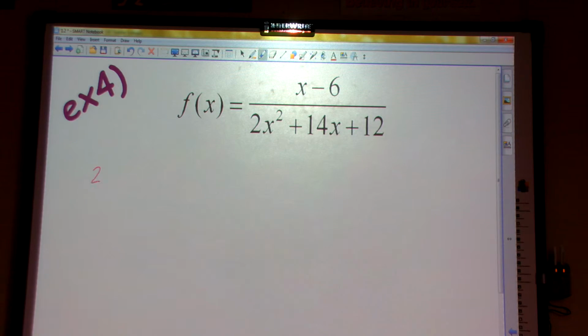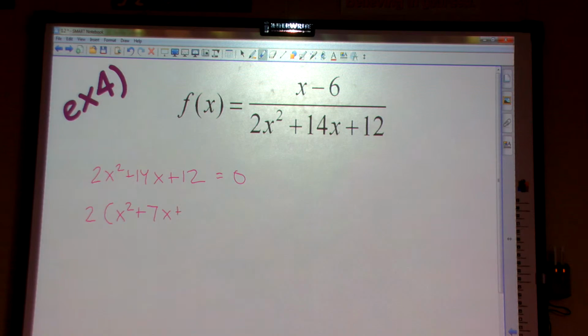I'm going to set the bottom equal to 0. Ooh, this is a good problem because I'm going to factor, because guess what? You're probably not going to have a calculator for this quiz. I shouldn't say probably. You're not going to have a calculator for this quiz. Let's pull out that GCF of 2 and make it easy on us. x squared plus 7x plus 6.